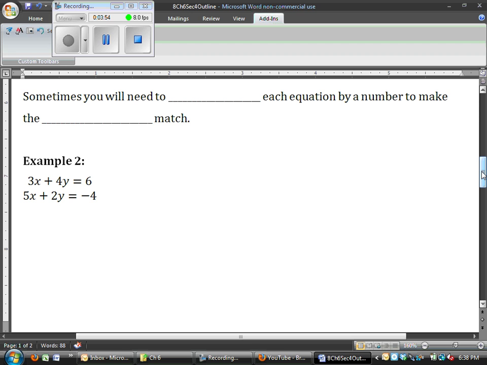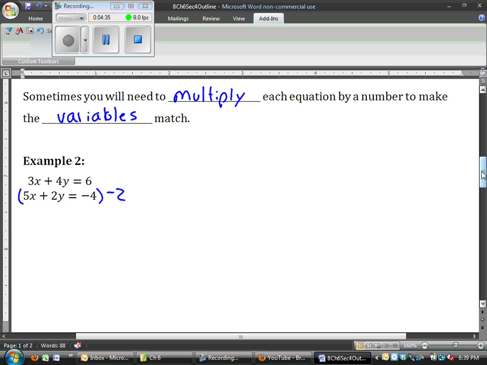So sometimes we will need to multiply each equation by a number to make the variables match. We can see in the second example that none of my coefficients are the same. I have a 3x and a 5x, a 4y and a 2y. I don't care about the numbers or the answers, but my x's and y's are different. Okay, so I need to think for a second about what I can do to make the equations look the same. And if you think, I can multiply this bottom equation by negative 2.